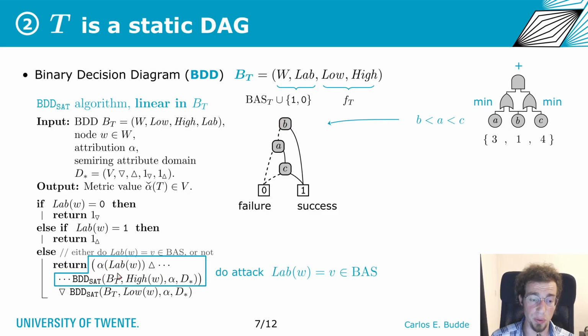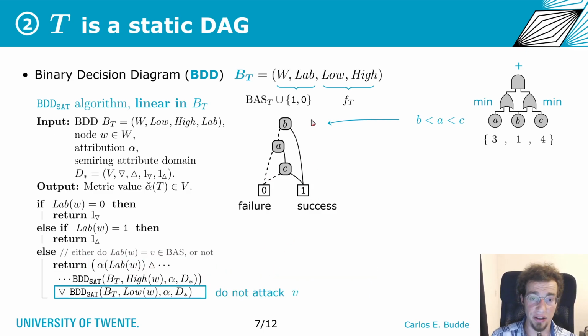In that case, we are going to accumulate its cost or time or skill or whatever with the conjunctive operator, and we are going to make a recursive call to the high child of the tree. And in the other case, when we go to the low child, we do not accumulate any cost because we are emulating the case in which this basic attack step does not take place.